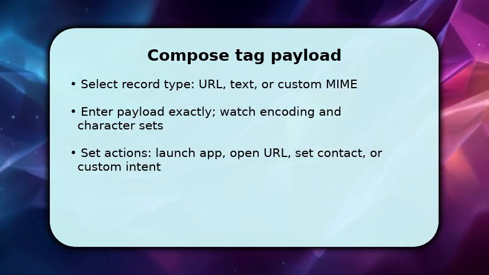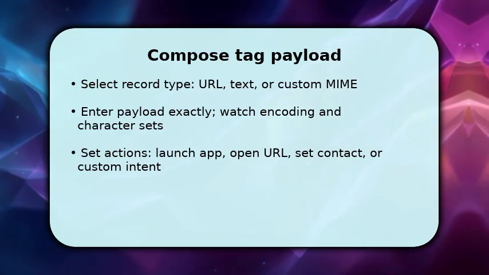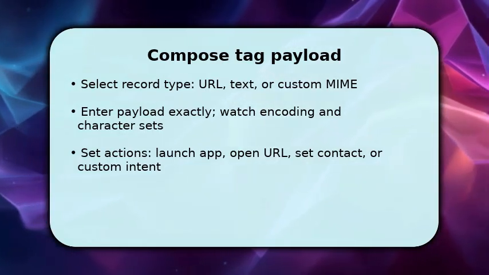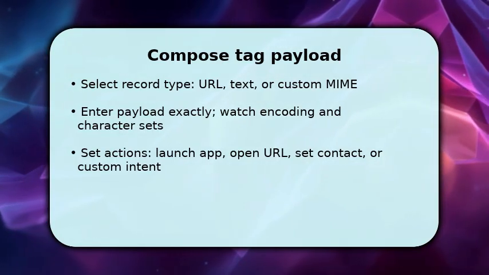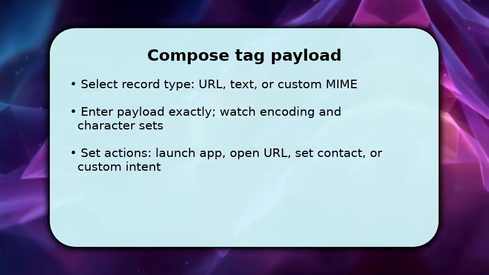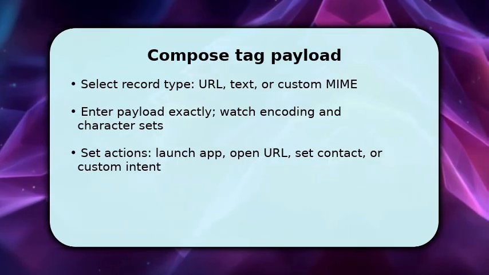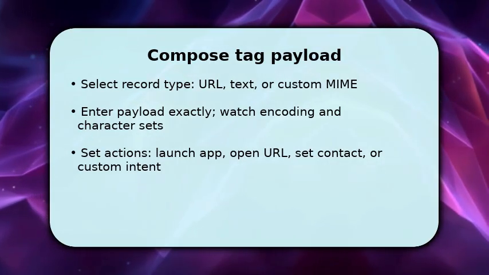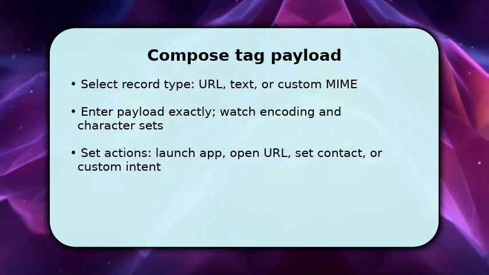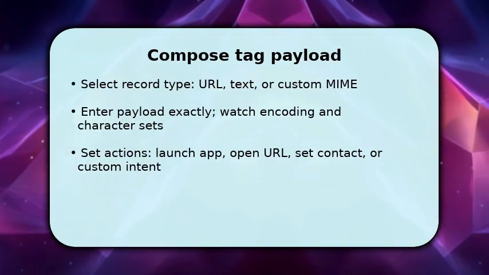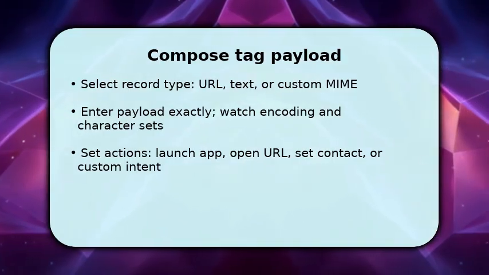Choose URL for web links, text for notes, or MIME for app-specific data, and then type the content exactly, because encoding errors break recognition. Make sure to pick UTF-8 for text and correct MIME type if needed. If the app supports intents, select App Launch and specify package or intent data. Once configured, preview the payload and confirm that the app reports a valid NDEF structure before writing.